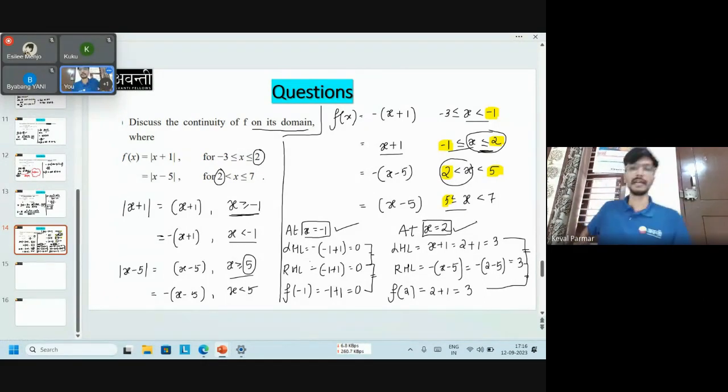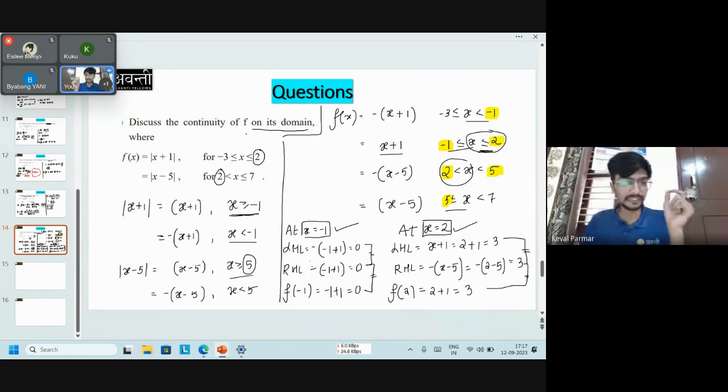Minus 1 is also continuous, 2 is also continuous. Okay, so now we have to check at 5. Now that I am not doing, because the function is continuous at 5. You can check it yourself orally here. I'll give you 30 seconds to check at x equal to 5. The function is continuous. That means what will be my final answer?